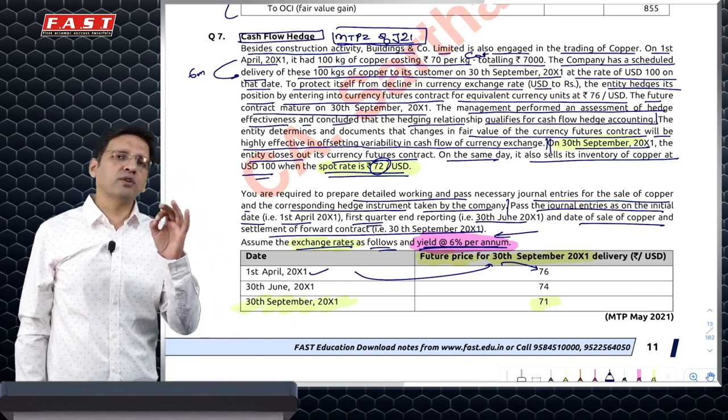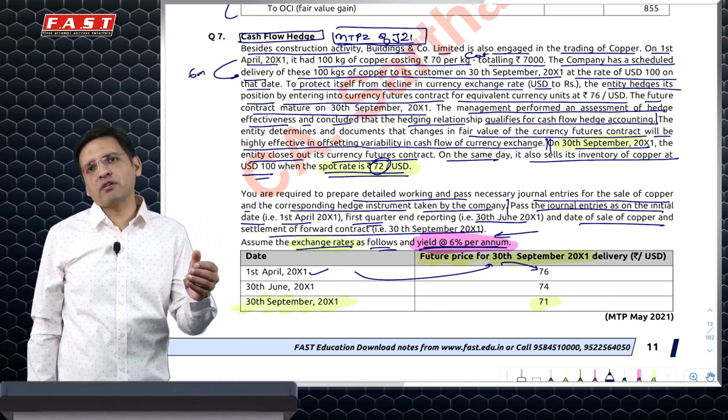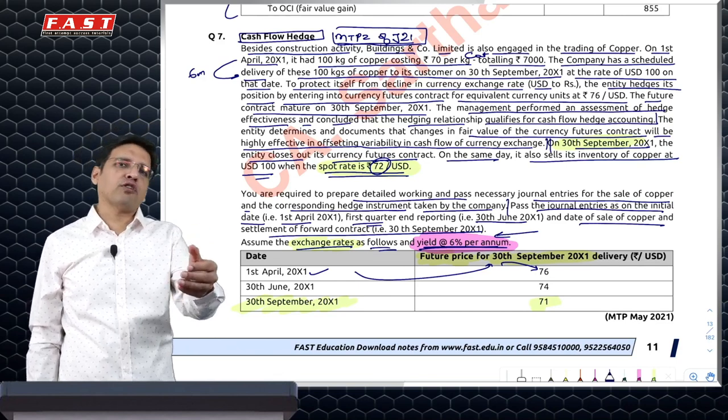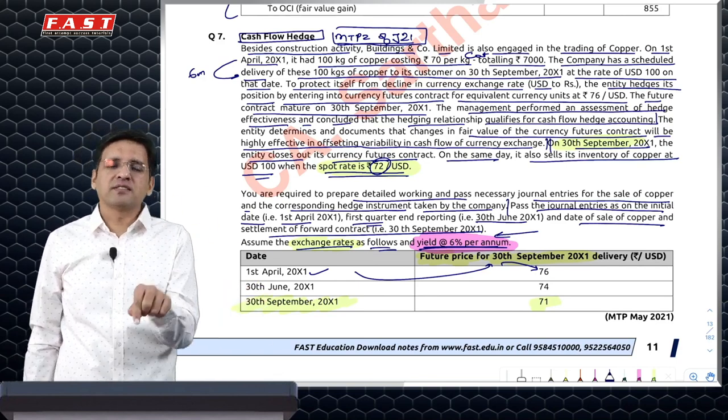Never, even in your SFM, will you find any question where you have a future or a forward contract where they have given you the price for a future or forward and they are also giving you an interest rate which is being adjusted.